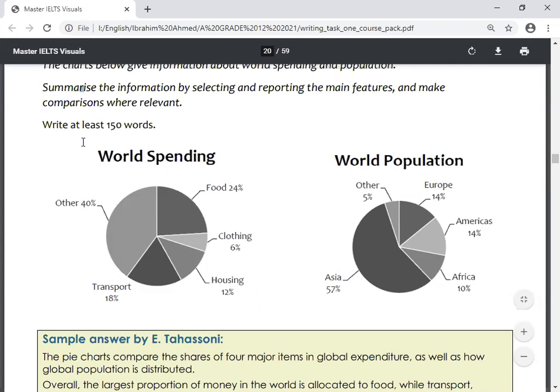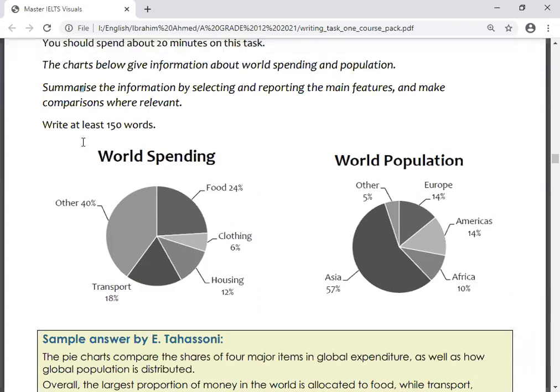57%, about, let's say, 3/5, about 60%. We can say roughly 3/5 of the world population live in Asia. Then we have both the Americas together, 14%, Europe, 14%, then comes Africa with 10%. 10% can be expressed in another way by using the word 1/10. 10% is 1/10. And other places, like Australia, Antarctica, Greenland, and so on, 5%.